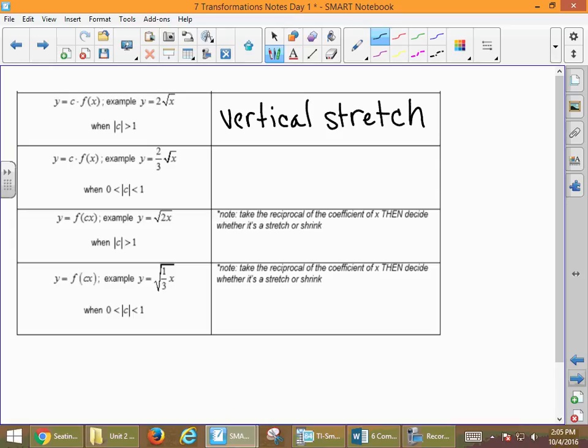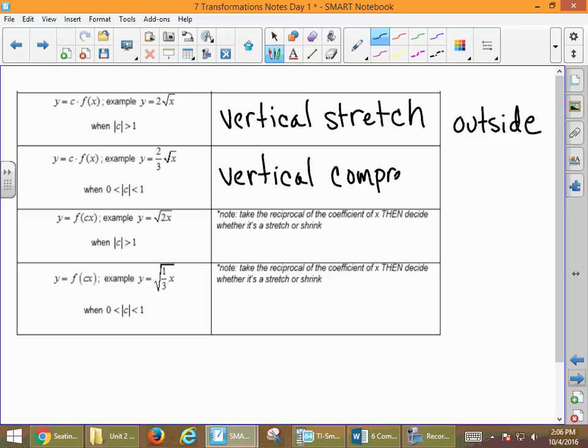And the thing that you have to watch out for on this one, besides the fact that this is outside of the function, is that c needs to be greater than 1. It can still be a fraction, but it needs to be greater than 1 for us to have a vertical stretch. Its counterpart, when we still have c outside the function, but c is some sort of fraction between 0 and 1, we call that a vertical compression.